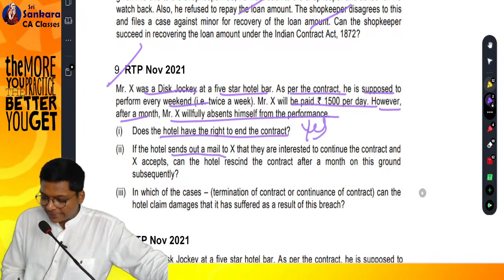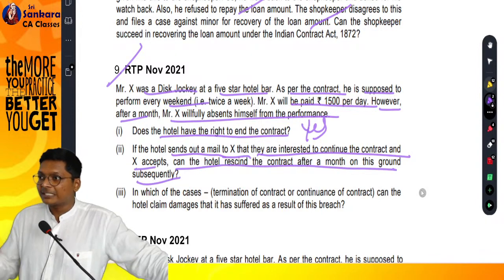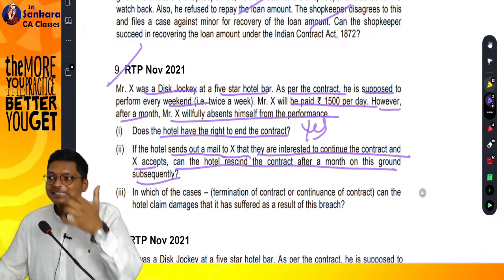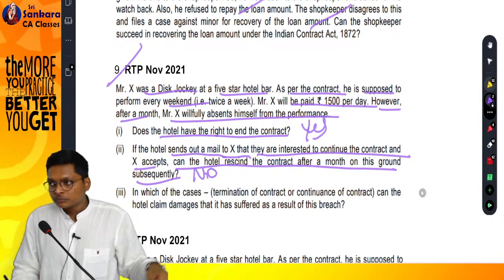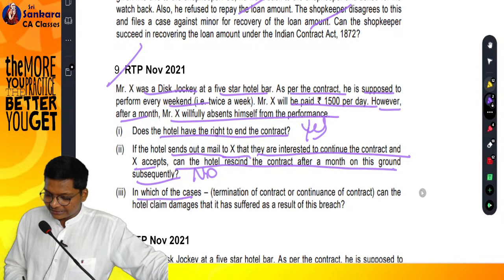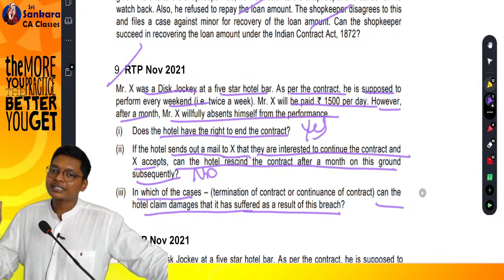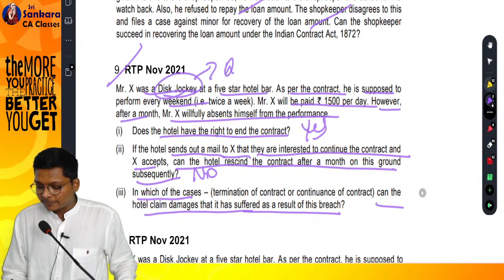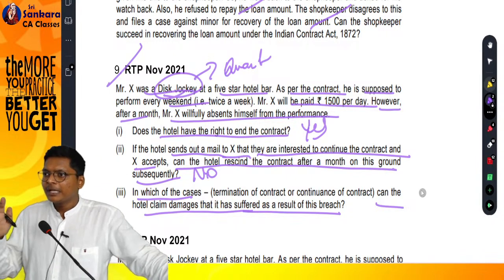If the hotel sends out a mail to X that they are interested to continue the contract and X accepts, can the hotel rescind the contract after a month on this ground subsequently? No. You had the right to revoke, but you didn't exercise that right. Again, you sent another offer and they accepted, so you cannot revoke. In which of these cases can the hotel claim damages for the loss suffered? Both cases. This is the hotel's viewpoint. But from the disc jockey's viewpoint, he can claim compensation in quantum meruit. For whatever work I have done, I can claim. Able to follow?